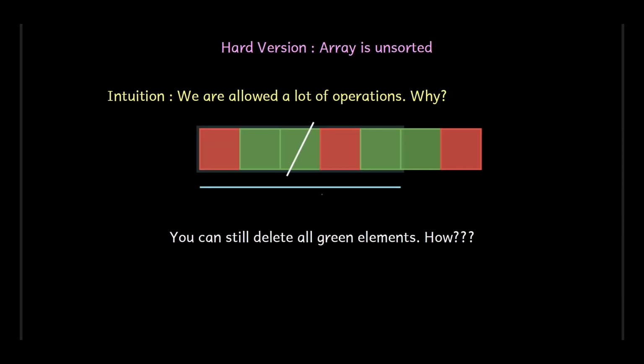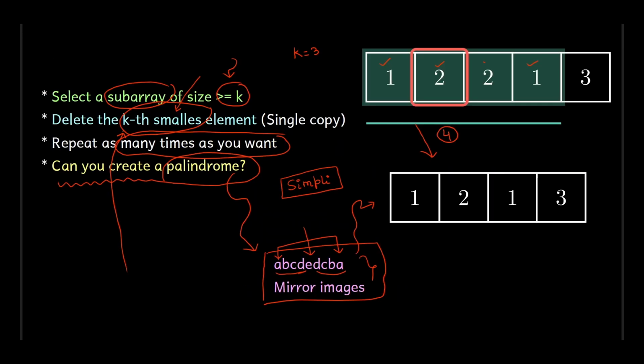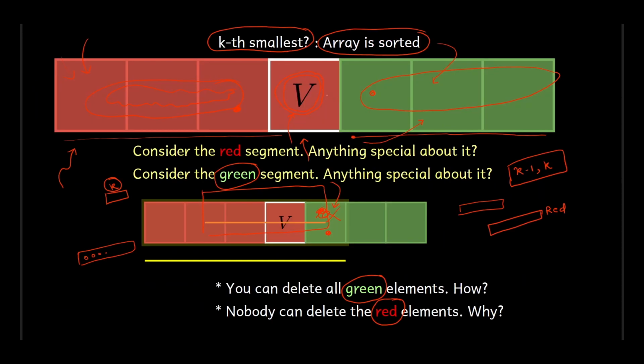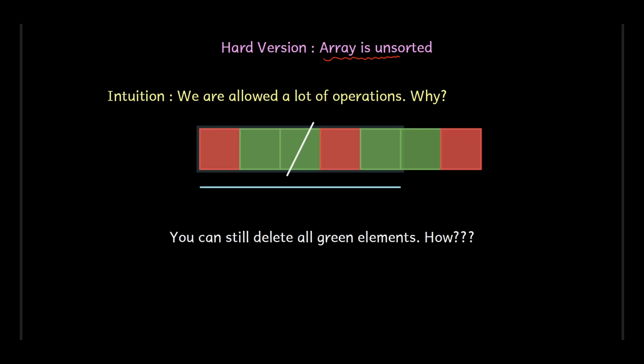Now let's go back to the unsorted array case, the original problem, and this time the array is not sorted. But notice that the problem said that you can do this operation as many times as you want. So why are they not asking you to find the minimum number of operations? Why are they asking you to do the operations infinitely many times if you want? So maybe the intuition is that they want you to do a lot of deletions. And we have already seen in the sorted case, it's possible to delete all the green elements, but only in the sorted case. But is this actually true for the unsorted case as well?